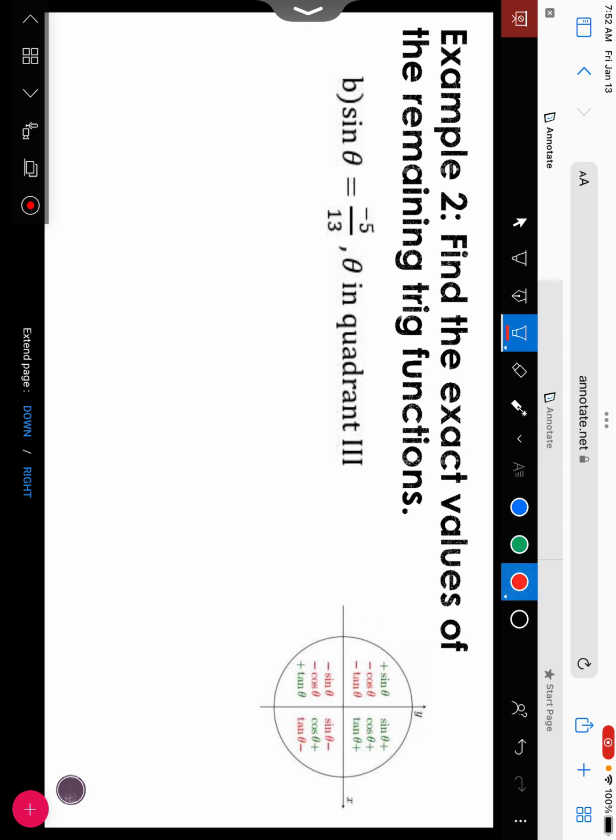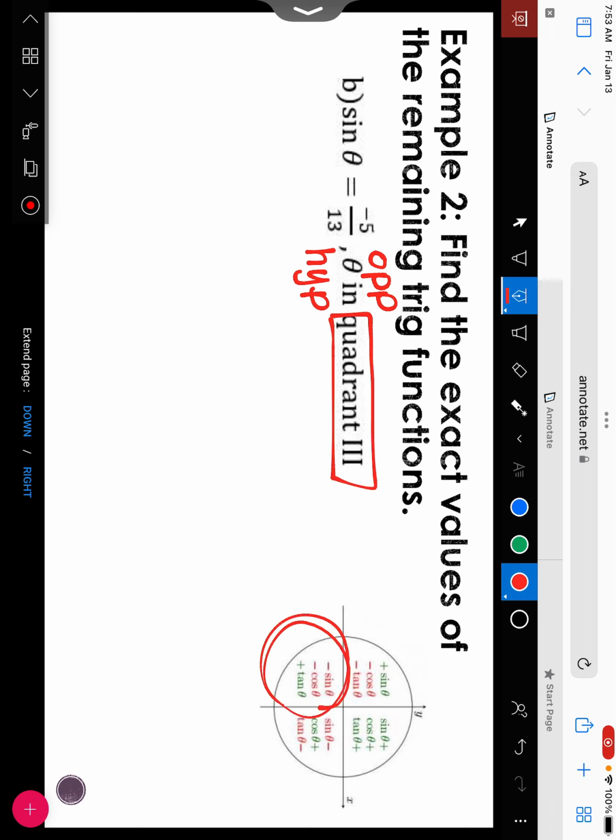So sine is equal to opposite over hypotenuse. Val, can you sit up for me, please? Thank you so much. So sine is equal to opposite over hypotenuse. So we're going to make our right triangle. We know we're in quadrant 3. So this is where we're at. And we need to find the adjacent side. So let's make our right triangle.